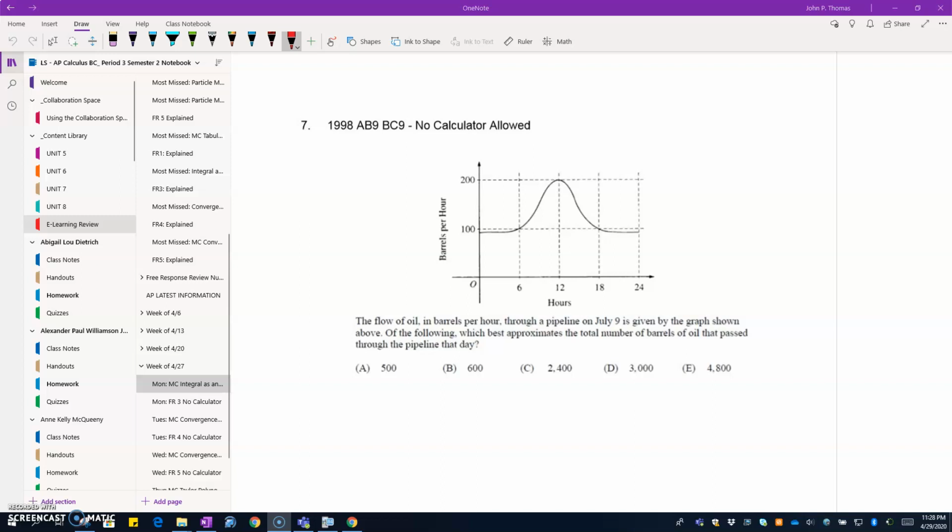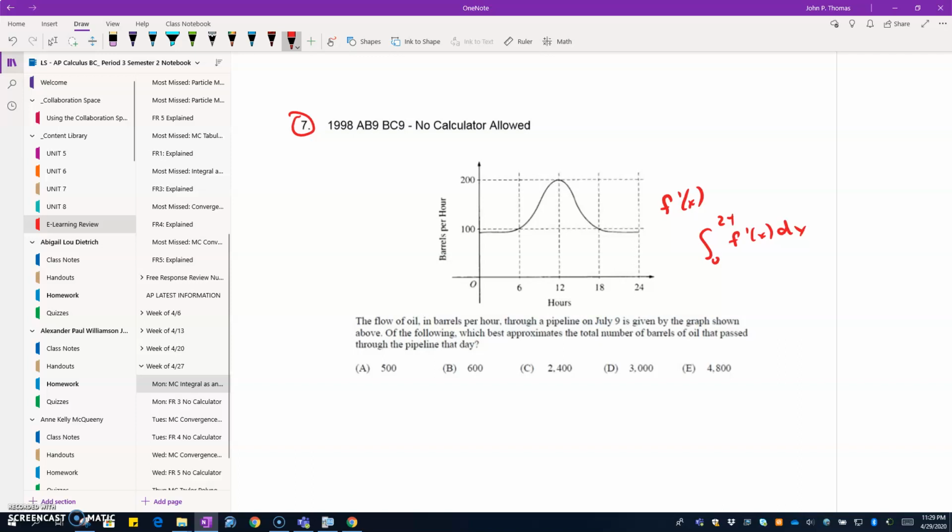But here's an explanation for number 7 from Monday night's multiple choice set. It says the flow of oil in barrels per hour through a pipeline on July 9th is given by the graph shown above. Of the following, which best approximates the total number of barrels of oil that pass through the pipeline? This is really a rate function, so I want to think of this almost as a derivative. So the accumulation of change is going to be the integral, and it would be from 0 to 24 of this function on this graph here.